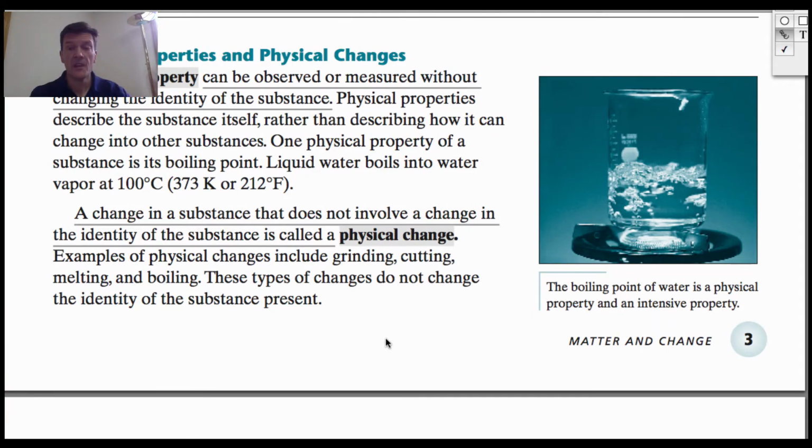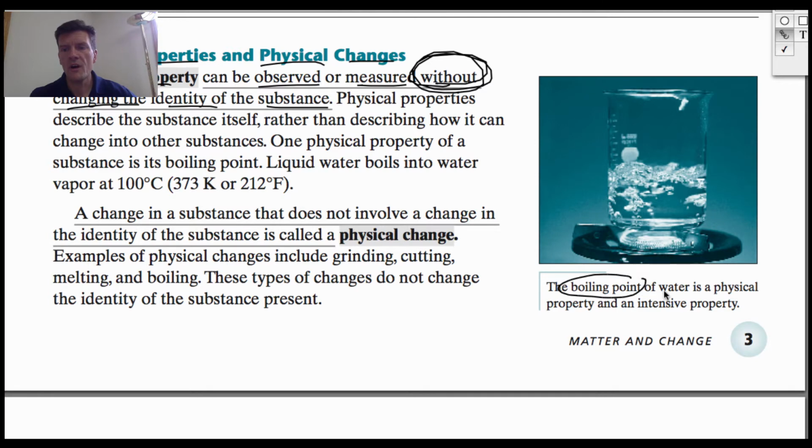Okay, let's talk a little bit about two other ways that we look at properties. We look at what are called physical properties, and substances can undergo physical changes. Let me give you a couple examples. A physical property, this must be in your notes, can be observed or measured without changing the identity of the substance. Here's a great example.